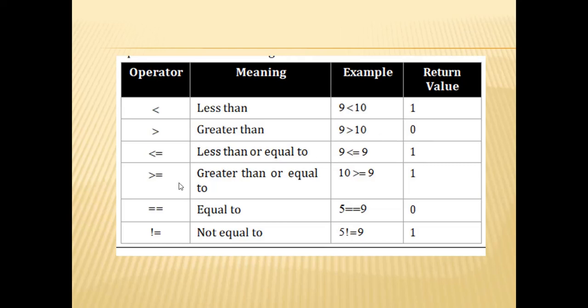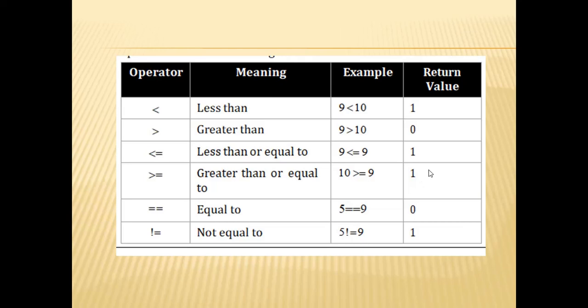Here it is less than or equal to. 9 is less than or equal to 9. Yes, 9 is equal to 9. It is not less than, but one condition is true here, so the result is true, which means 1. Then greater than or equal to: 10 is greater than or equal to 9. Yes, 10 is greater than 9, so this expression is true, which means 1.